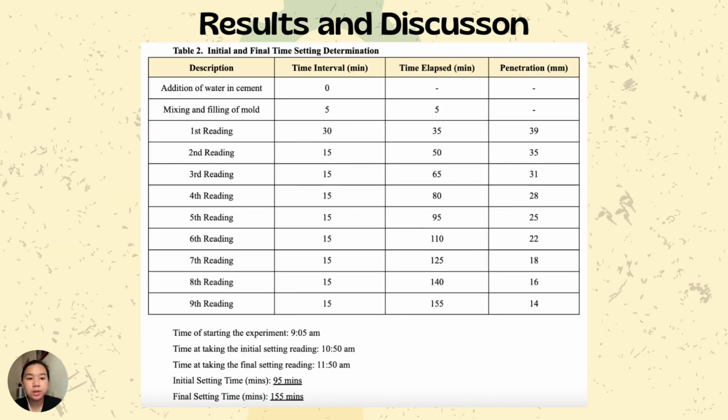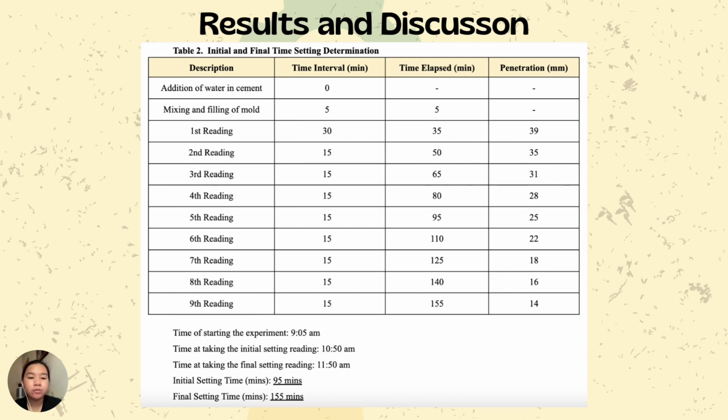Next data sheet is Table 2, also known as the initial and final time setting determination. Here we have the description, time interval in minutes, time elapsed in minutes, and penetration in mm. Firstly, for the addition of water to cement, there is no time interval, time elapsed, or penetration. Next is the mixing and filling of mold. The time interval for this is 5 minutes, and time elapsed is also 5 minutes. For penetration, we have no data since it is still filling the mold.